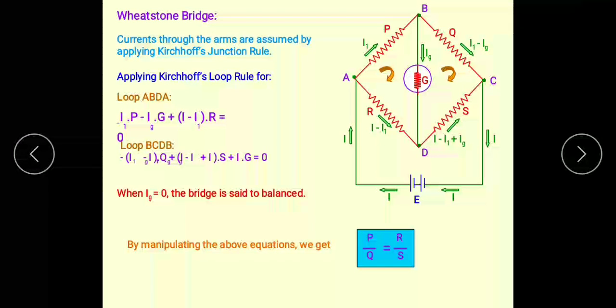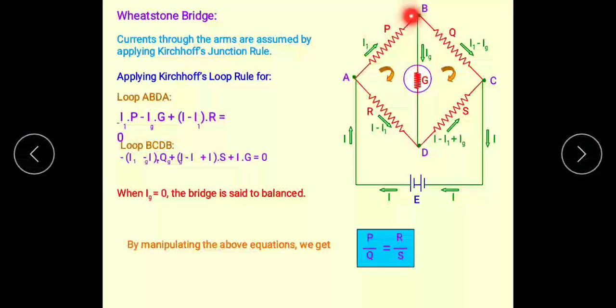Now we have calculated the potential difference across this closed loop. Closed loop, that is A to B, B to D, D to A. This is the closed loop, and we have calculated the potential difference. Now the sum of these potential differences, if we add them, will be equal to 0.